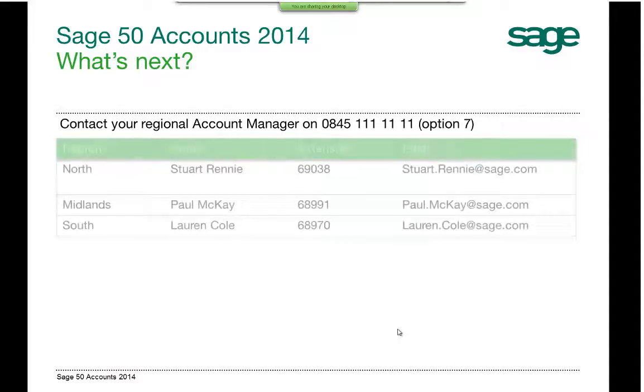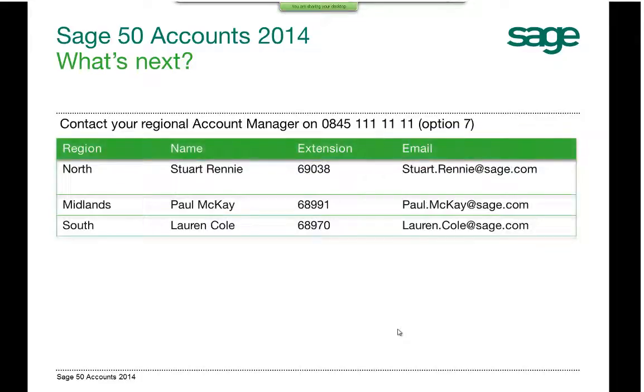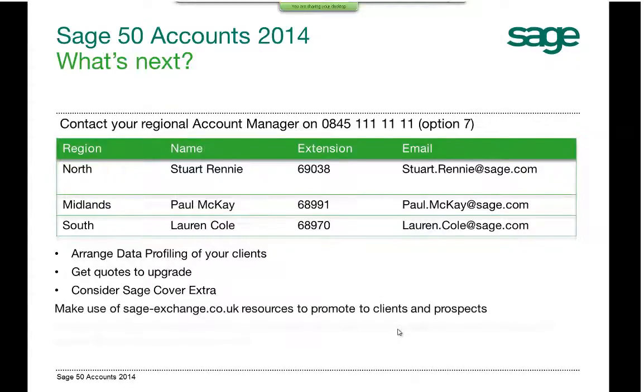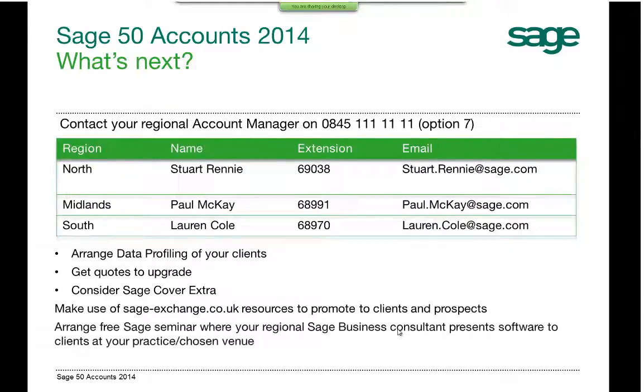To get in touch with us, it's the 0845 111 1111 number. There is a hidden option, which is the number 7, and then you can type in the relevant manager's extension number and you'll get straight through to them. You can arrange data profiling for your clients through your account manager. You can get quotes to upgrade, and you can obviously consider Sage Cover Extra for any of your clients that are on a bit of an older version.